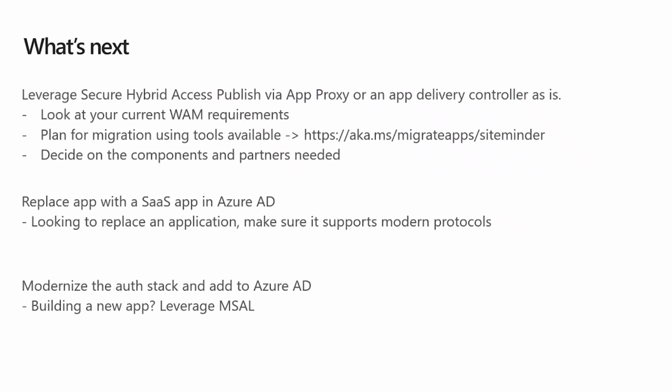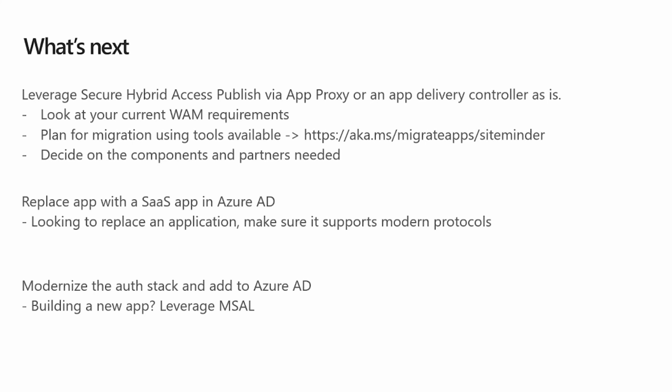So look at your current WEM requirements. As I mentioned before, we have a whole list of requirements. You can plan for migration using the tools that are available at the URL mentioned. And you can decide on the components, and if there's a partner needed that could help you move out of the current situation to a more modernized situation and connect to Azure AD. You can also look into replacing the app with a SaaS app, which is available in Azure AD.